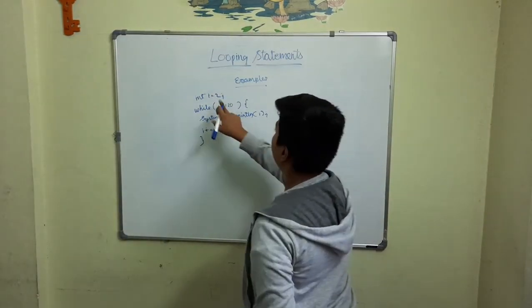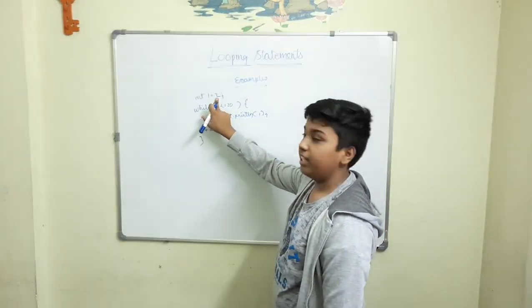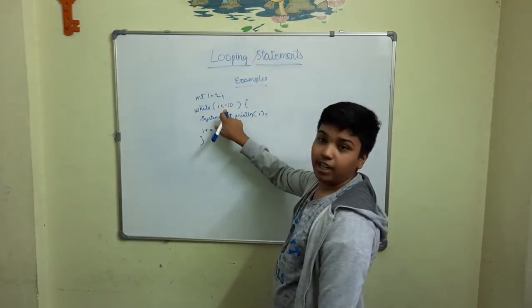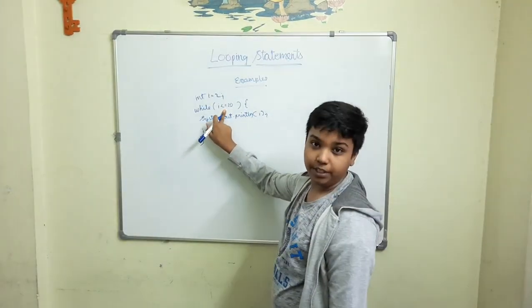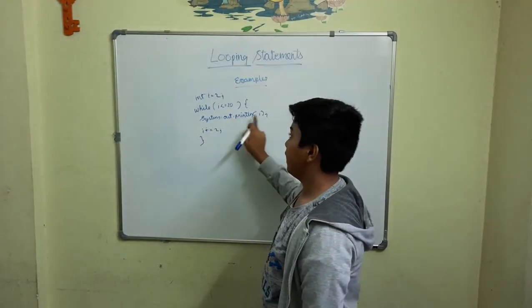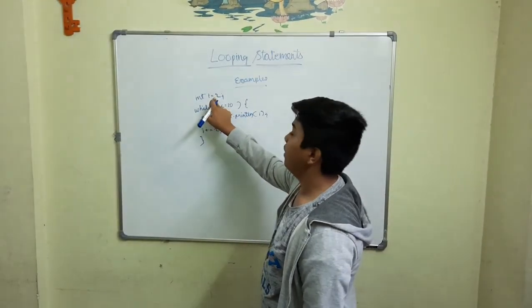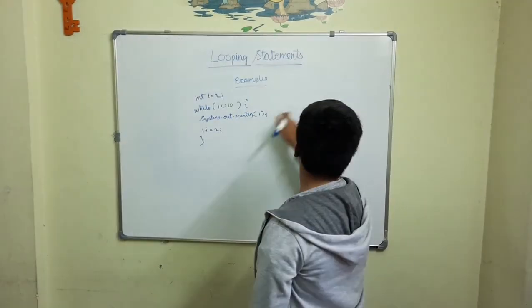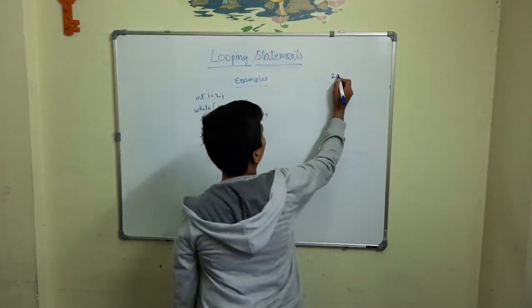So first it takes initialization, that i equals 2. Then it checks the condition, i is less than or equals to 20. Okay, so that is true. Now it prints i. Prints i means the i value is 2 right now. So it prints 2 over here.